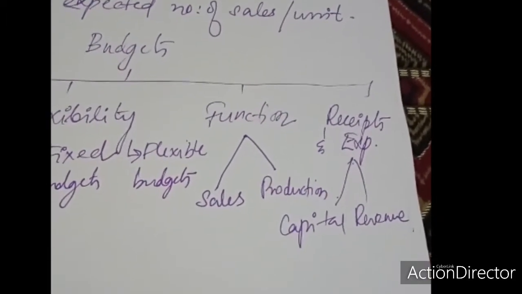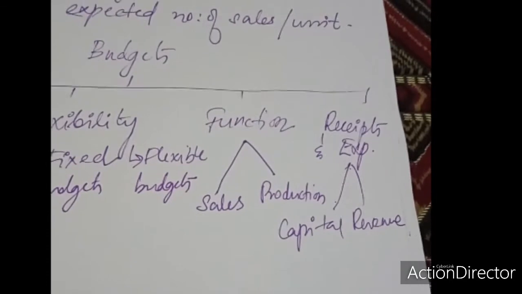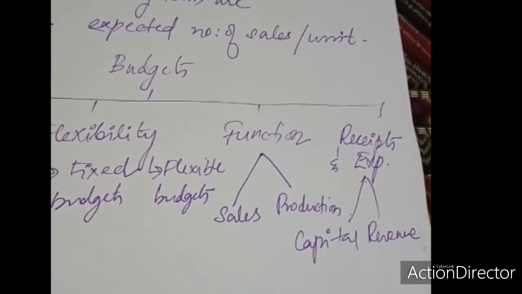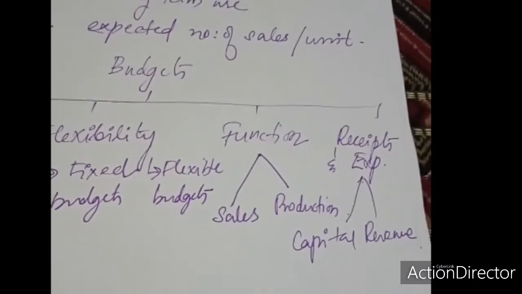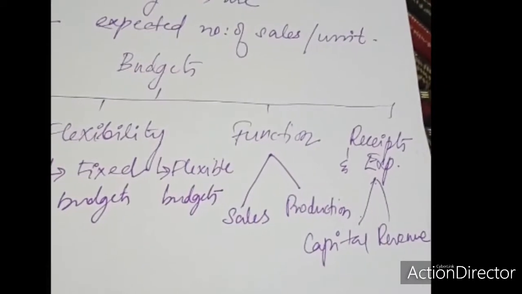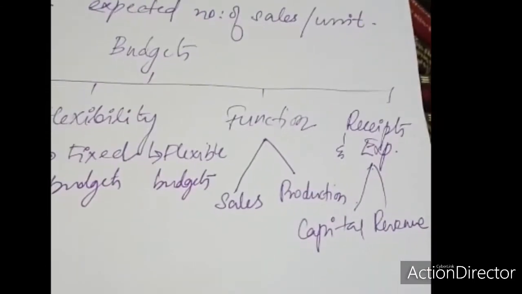But production budget is the budget to indicate the production for the specified period, and it is expressed in units of outputs produced. So how many outputs are produced, on the basis of that we'll justify or calculate the production budget.